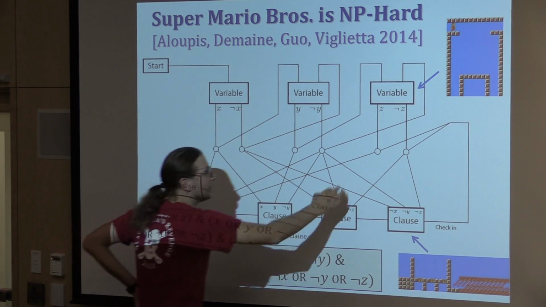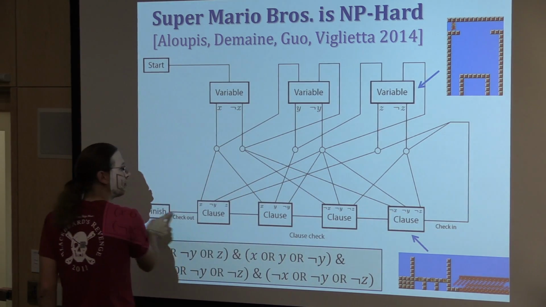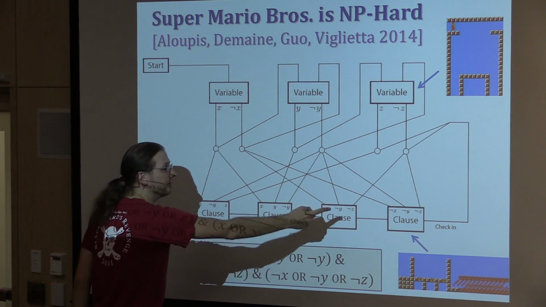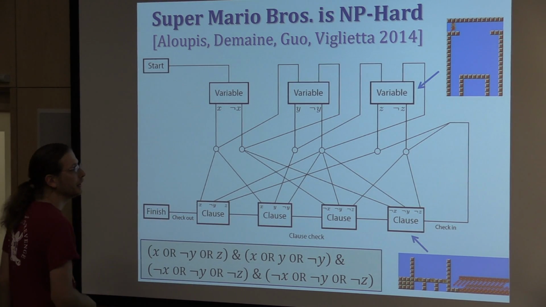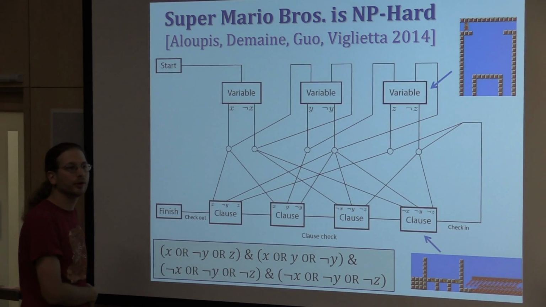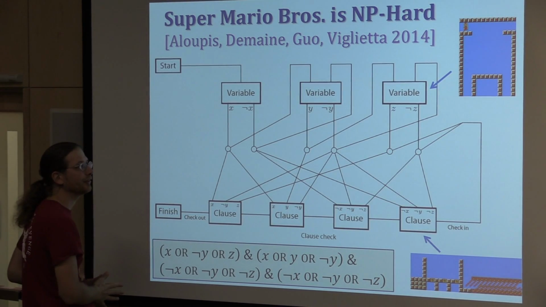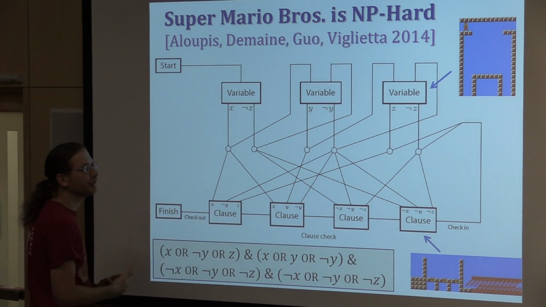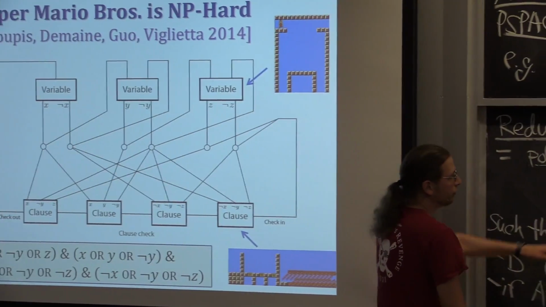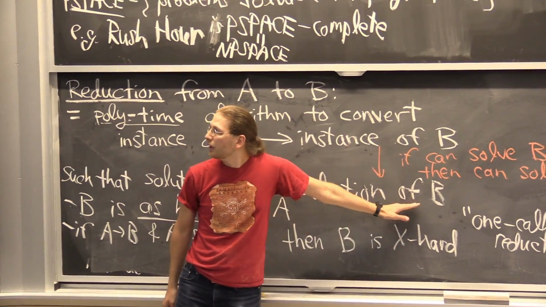Then at the very end, after you set the last variable, you have to traverse all of these clauses through the fire bars. And that's going to be possible if and only if every one of the clauses has a star in it. In other words, the variables satisfied all the clauses. In other words, the formula is true because the clauses are combined with an and. Okay? That is, in a nutshell, the proof. Once you've made this construction, the solution to 3-SAT is equal to the solution to Mario.